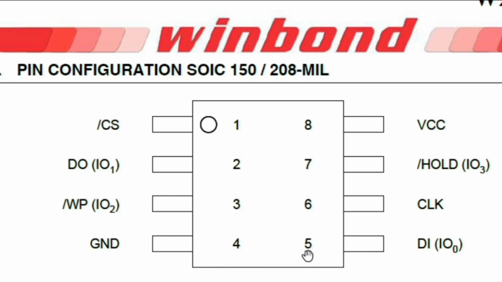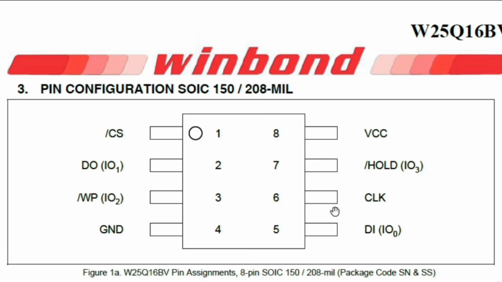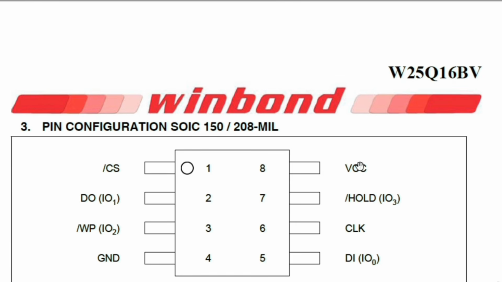So here we have pin 5, DI. This means data in. So data out and data in here. Here we have the clock. This is for synchronization. Every IC should receive a clock signal for synchronization. Here we have the hold for input output, and here this is the VCC. Always the 8-pin BIOS is powered at pin number 8.